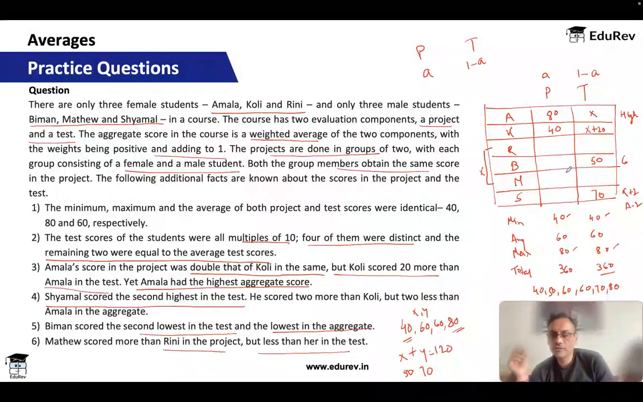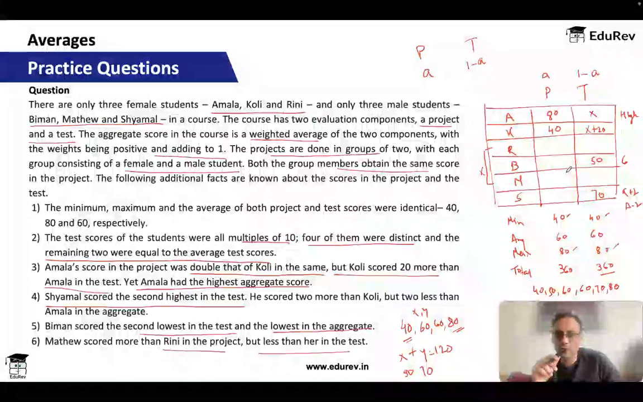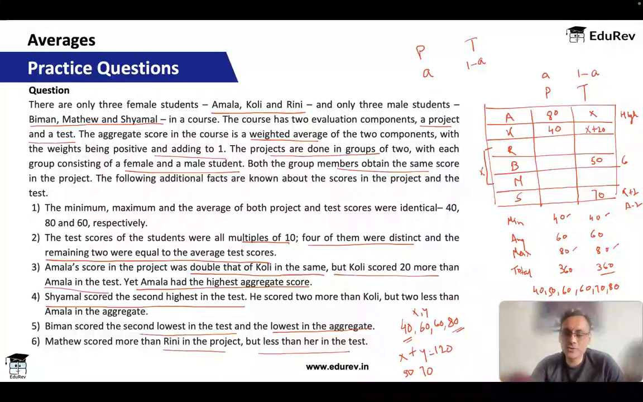Then we have A and S. If we take, let's focus on K. K has scored 40, which is the least, and B has already got the worst rank. So chances are very high that K has paired here, because that will give B a very, very low aggregate score. So let's pair K with B.